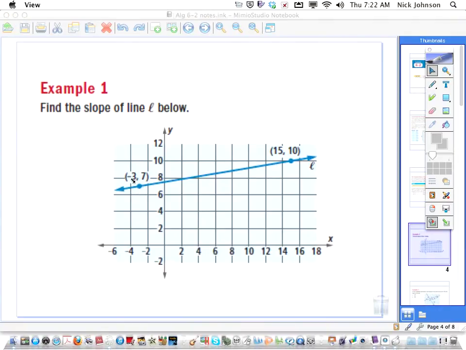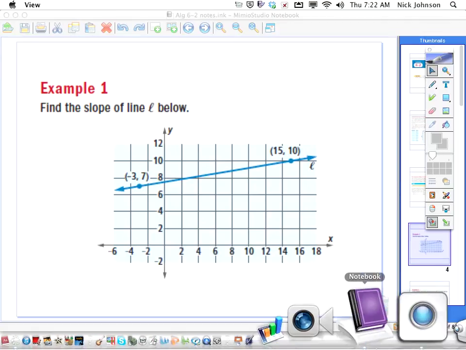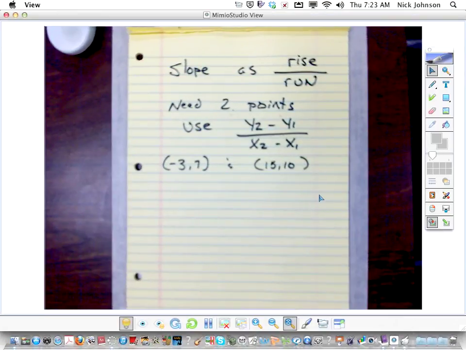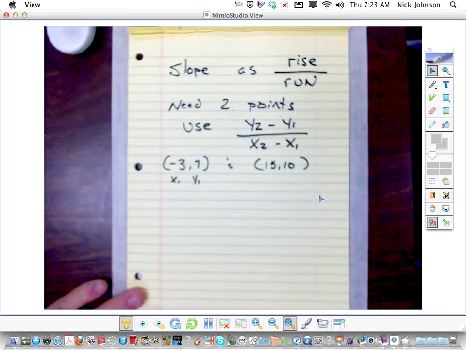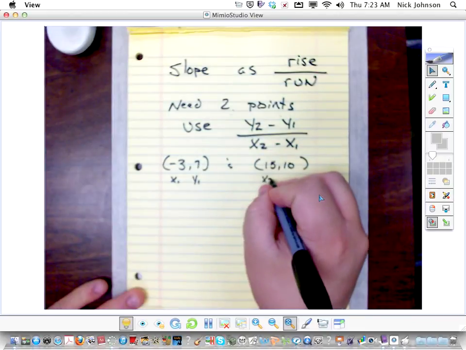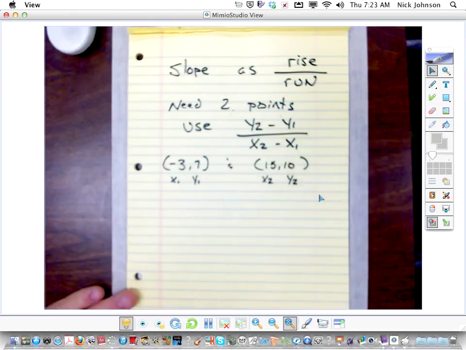Well, we have 2 points. I'm going to call this my first point because it's the first point coming in from the left. So we have 2 points, (-3, 7) and the other point, (15, 10). Looking at my paper, I have my 2 points. I'm going to call this x1, y1, because that's the first point that I came to. I'm going to call this x2, y2.